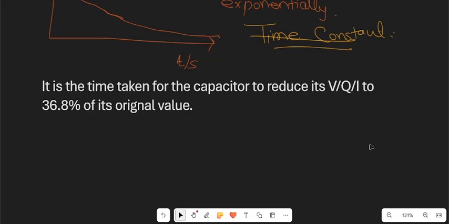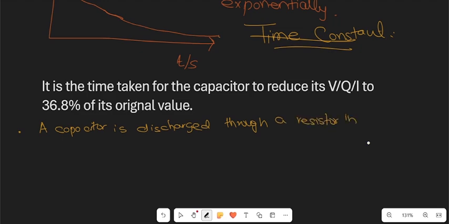I'll explain this through a drawing. First of all, understand that a capacitor is discharged through a resistor in parallel. So if you have, let's say, a capacitor here, then you need a resistor in parallel to discharge it.